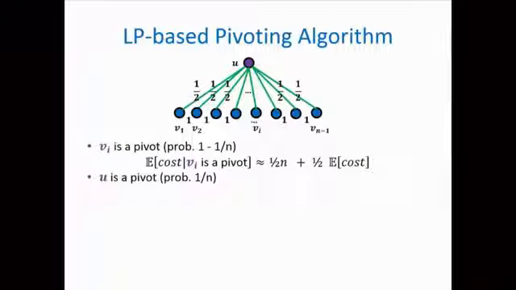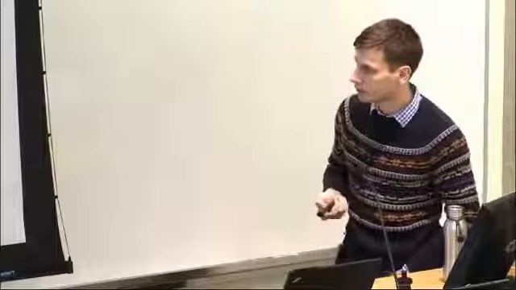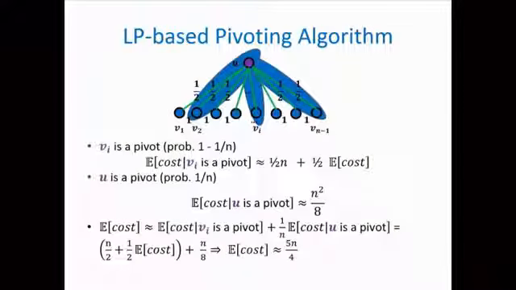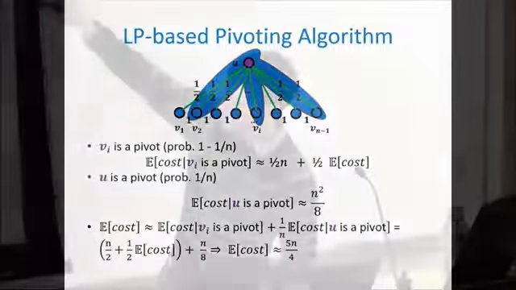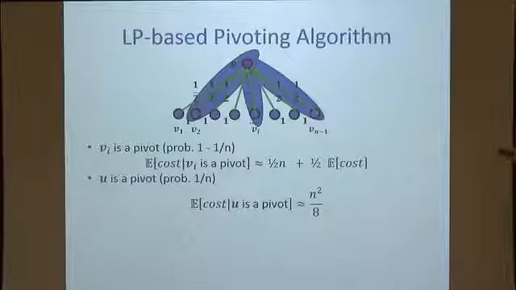So the other case is when we pick the central vertex of this star to be the pivot, which happens with probability 1 over n. It's a very small probability. But unfortunately, if we do this, then we have to pay a lot. Because by concentration bound, we cluster roughly half of the vertices together with the pivot. And that means that we grab a quadratic number of non-edges inside the cluster. Roughly n squared over 8 pairs, which are non-edges, will be inside. And that means that we pay a lot here.